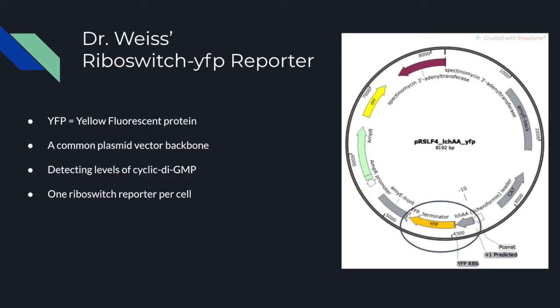Our project is based off of Dr. Weiss's Riboswitch YFP reporter. She created a Riboswitch YFP reporter that has a plasmid vector backbone and a YFP gene, a yellow fluorescent protein gene, which is circled below on the image on the right. She then transformed one Riboswitch YFP reporter into one Bacillus subtilis cell to detect for levels of cyclic di-GMP. We are expanding on this by switching out the YFP gene she used for different fluorogenic aptamers like spinach 2, dimeric broccoli, and mango 3 fluorogenic aptamers.